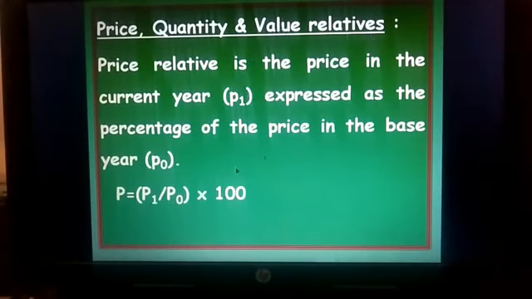In terms of value relatives, what will it be? V1 divided by V0 multiplied by 100. And from the last video class we have already understood what V1 is. V1 is nothing but P1 multiplied by Q1. What is V0? P0 multiplied by Q0. So let us see in the next slides what the quantity and value relatives are.